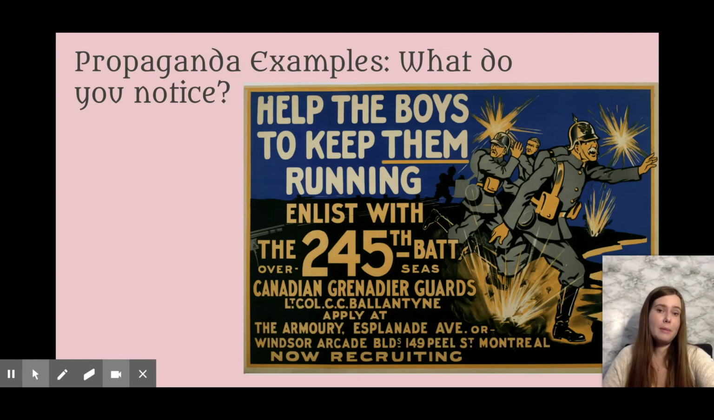So these are some examples of propaganda posters. Go through them, see what stands out to you, look at the images, look at the wording, see what techniques they use for propaganda.